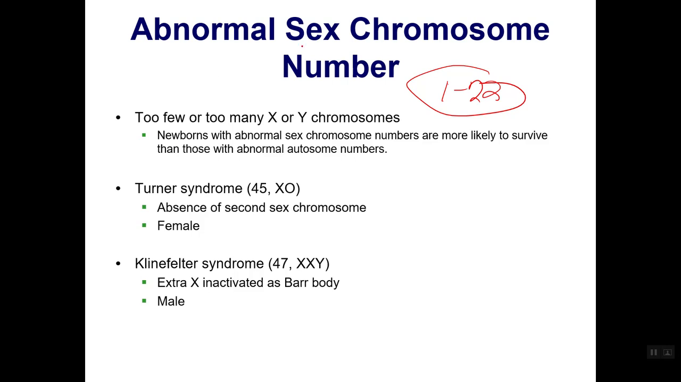However, abnormalities in sex chromosome number are a lot more tolerable to the human body. So newborns that have abnormal sex chromosomes are much more likely to survive. There's lots of different examples of abnormalities in sex chromosome number. One example is where an individual will have 45 total chromosomes instead of 46 because they're missing one of them.